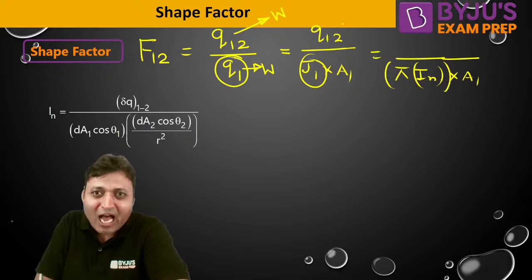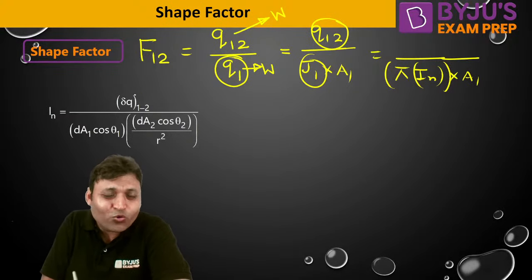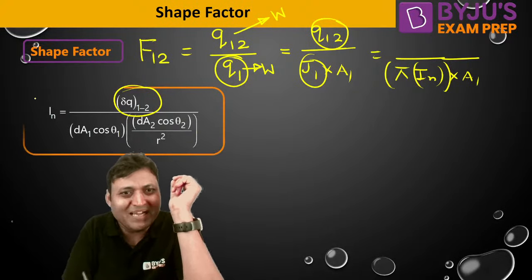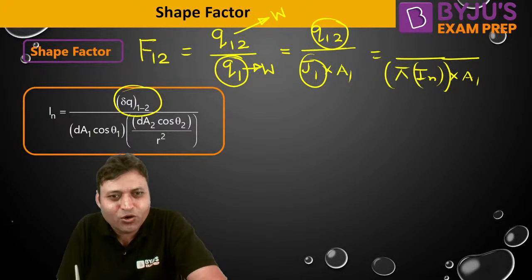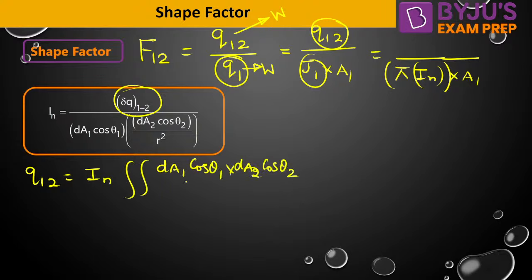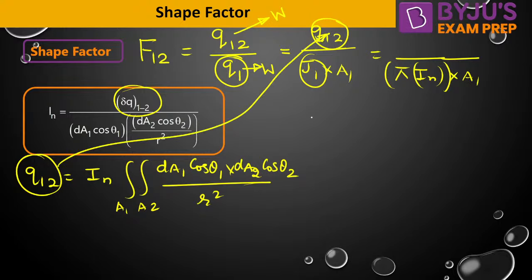Pi times of In, that is J1, into A1. And how to write Q1 to 2? Q1 to 2 can be written from the intensity. Look, how to write Q1 to 2? We can say it is intensity, which is constant, and integration of dA1 cos theta 1 into dA2 cos theta 2 upon R square, isn't it? If we put the value of Q1 to 2 here, then what we will get?